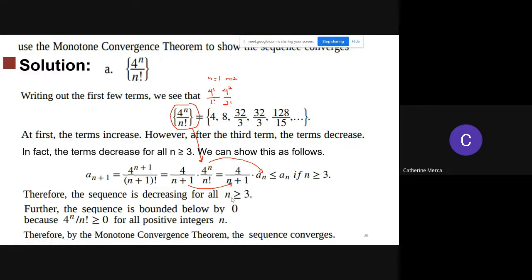So also, the sequence is bounded below by 0. Why? Because 4 to the n over n factorial is greater than or equal to 0 for all positive integer n. So making use of your monotone convergence theorem, which was stated earlier, the sequence converges.